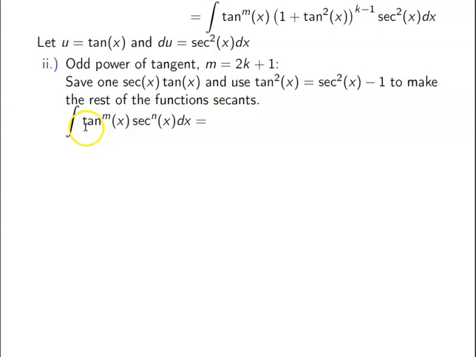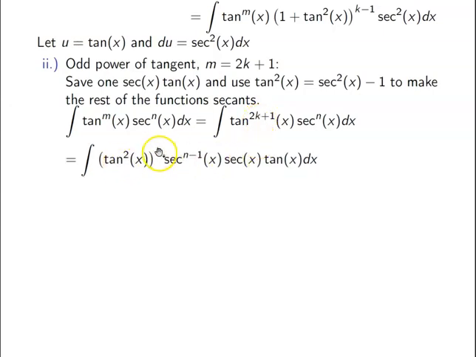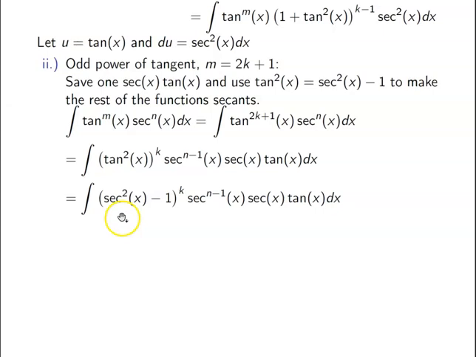So replace m with 2k plus 1. I'm going to pull out one secant and one tangent, so this will turn into n minus 1. This will turn into 2k. So 2k tangents, that means there's k tan squares. There's one less secant. Secant and tangent get held on to. Let's see, if I use the substitution, secant squared minus 1, everything's in secant.